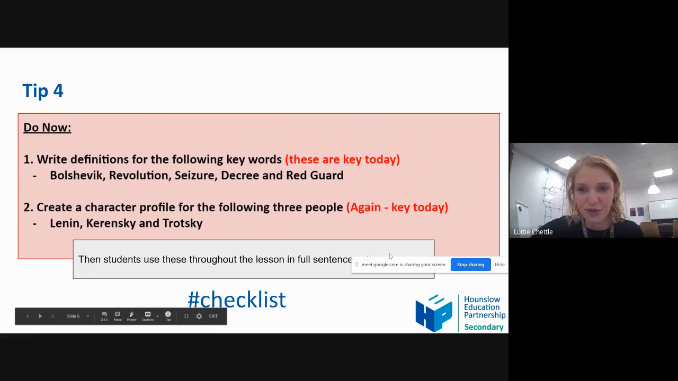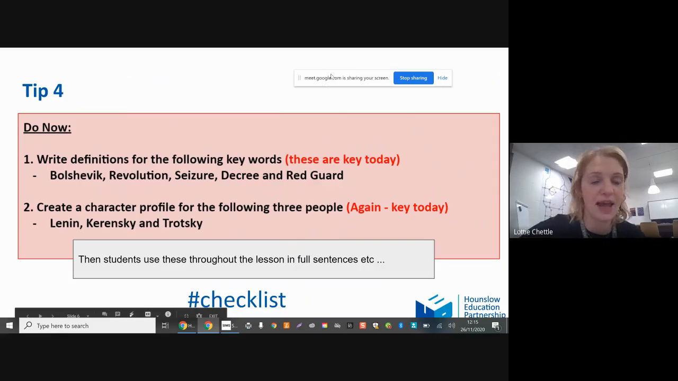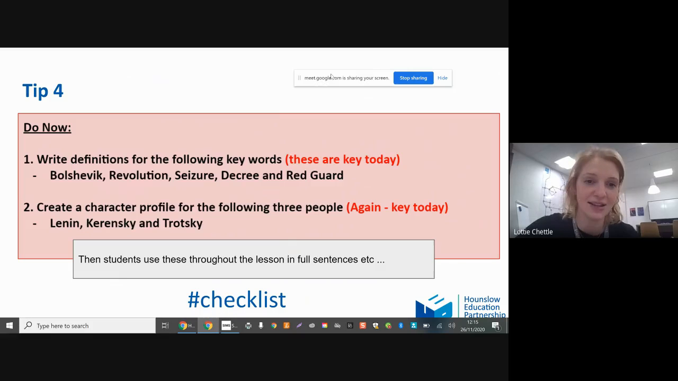Tip 4. This is a really, really simple one, but I think can be incredibly effective, which is my hashtag checklist. So you'll see here I've picked 5 keywords: Bolshevik, revolution, seizure, decree, and Red Guard. How I might use these is I would recall these definitions because they would have explored them before. And then I would get them to write them down, and I'd have them written down on the board as well. Throughout the whole rest of that lesson, those students need to use those words in full sentences back to me. That not only increases their oracy, their pronunciation, and their understanding of the word, but it also means that you're embedding that word and it becomes normal to them.